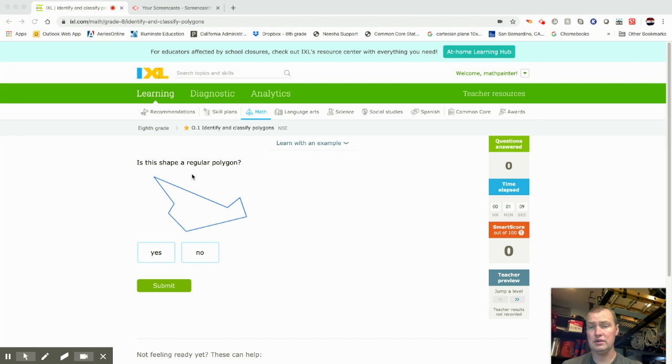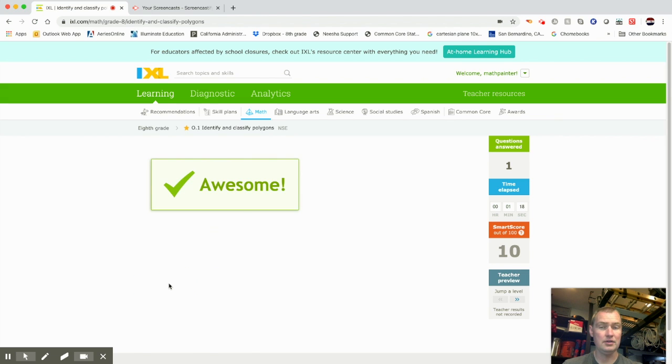All right, so let's do a couple of these and see what happens. Okay, so regular polygon, the sides are not the same and they're not the same angle, so that is not a regular polygon. So that one's done.